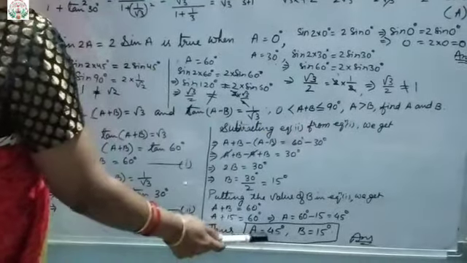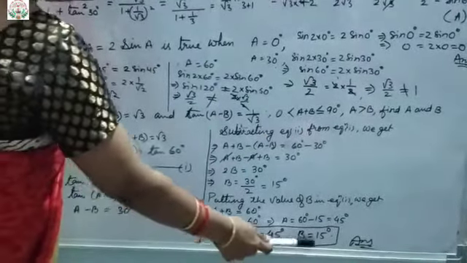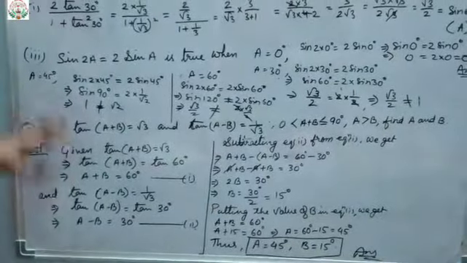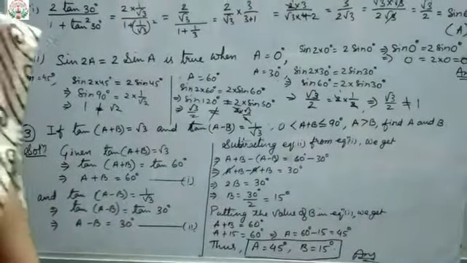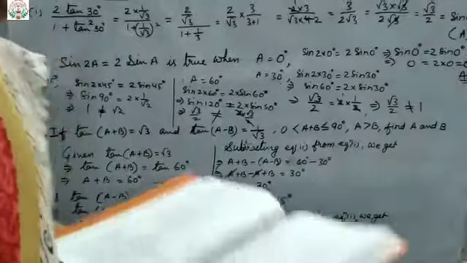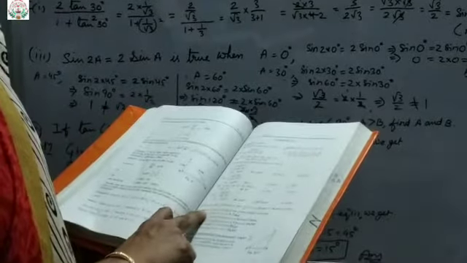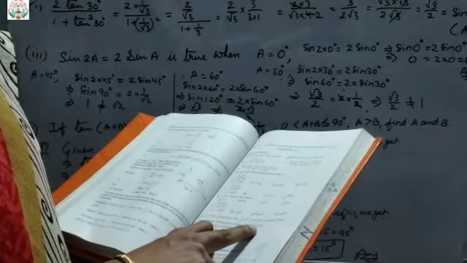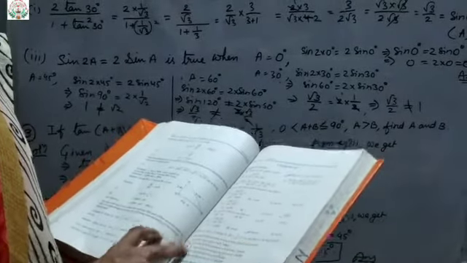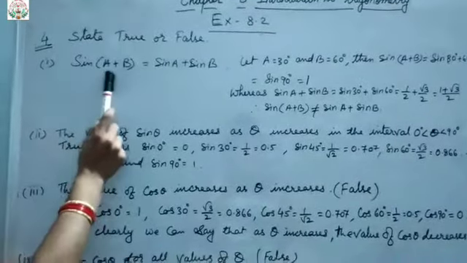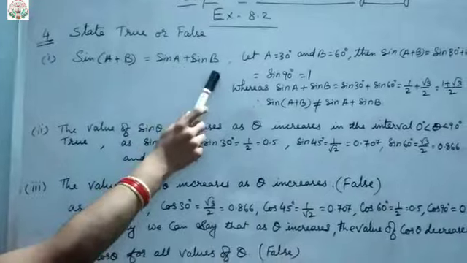So the values of a is 45 and b is 15 degree. After that, you see in the book we have true false. Fourth ones, state true or false for the following statements. Justify your answers. First one, sin(a + b) equals sin a plus sin b.